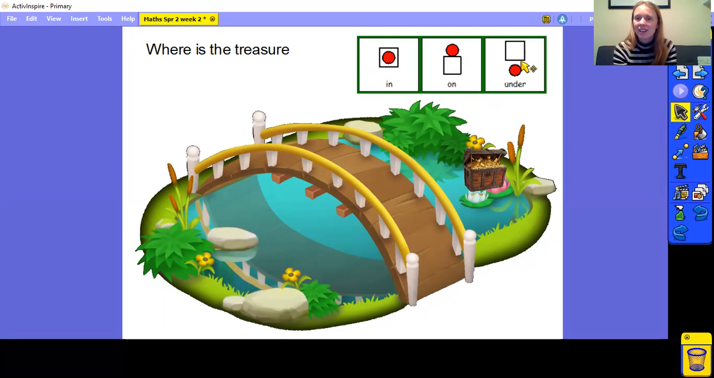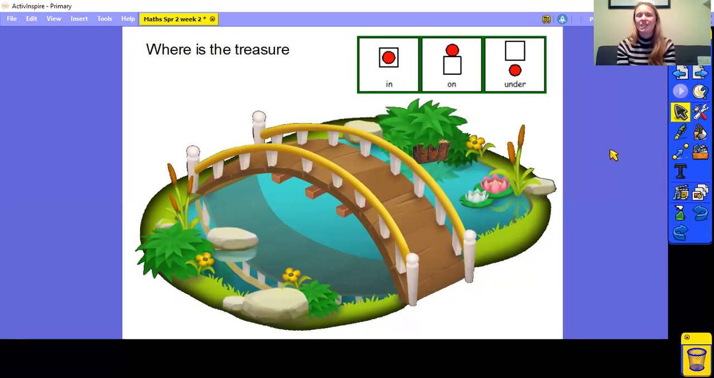Did you find the treasure? Where was it hiding? Let's have a little look. Oh, here is the treasure. And here is the lily. But is the treasure in the lily? Is it on the lily? Or is it under the lily? That's right. The treasure is on the lily. I hope it doesn't squash it. Well done if you got that right.